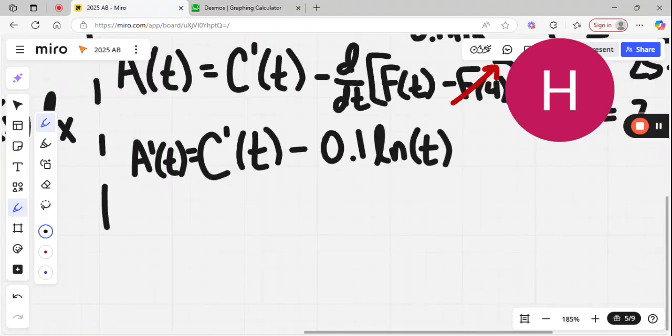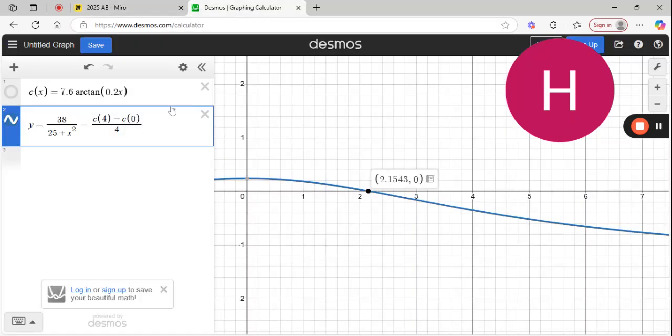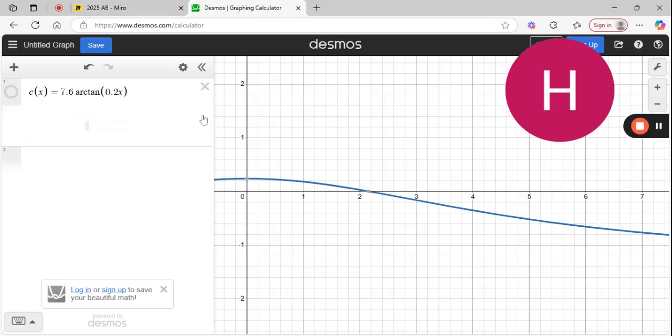And we need to find critical points, right? So we need this to equal 0. And again, we can do that pretty easily by just writing this on Desmos. Oh, maybe I should have kept that. Is there an undo? There is an undo.